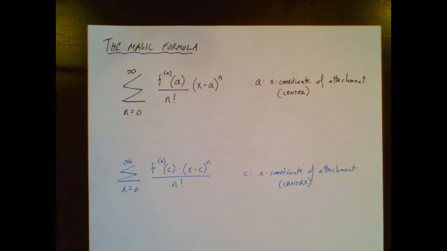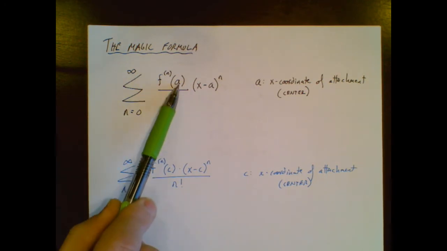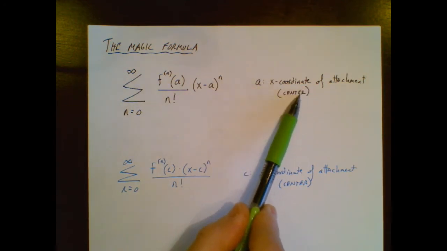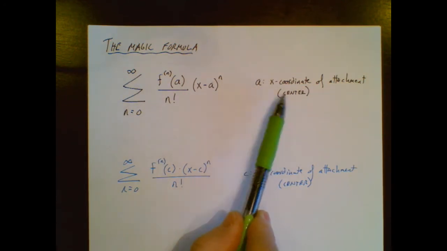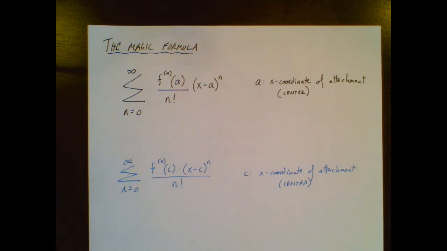They look pretty much the same, but every once in a while a different publisher will use a different set of symbolism. The only difference between these two is I'm using an a to represent the x-coordinate of attachment, and here I'm using a c. You can think of that attachment x-coordinate as the x-coordinate where you would attach a tangent line to a function, so it's very frequently called the center.